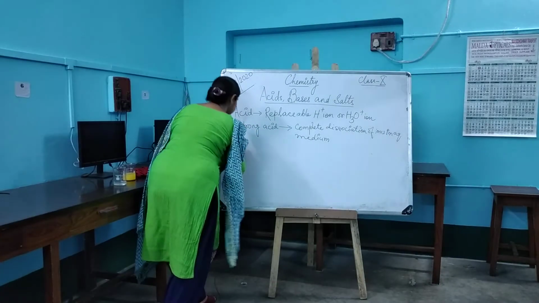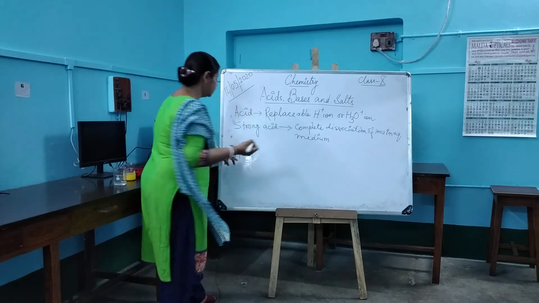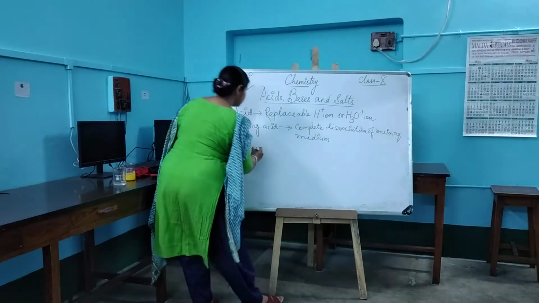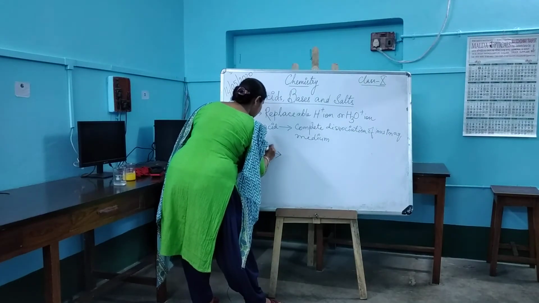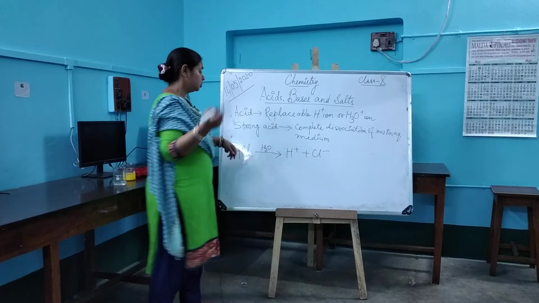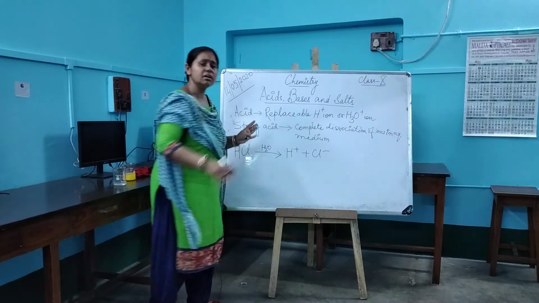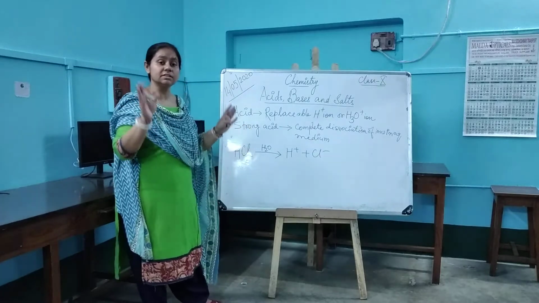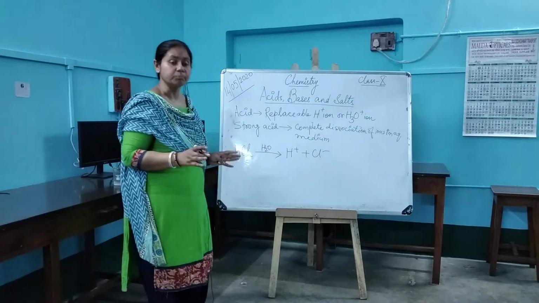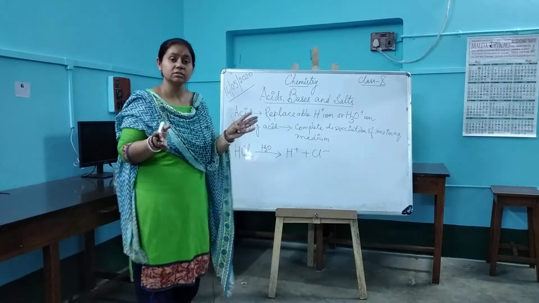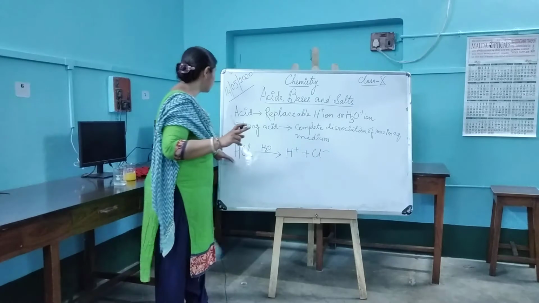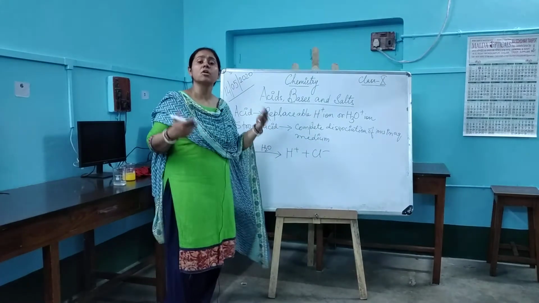Let me give you one example. A very common example we are starting with is HCl, hydrochloric acid. This hydrochloric acid, on adding water to it, will form H plus and Cl minus. You see, this HCl is dissociating completely. It is breaking down completely. There is no unbroken HCl in the aqueous medium. All the HCl has been broken down into its constituent ions. That is why we call HCl a strong acid.